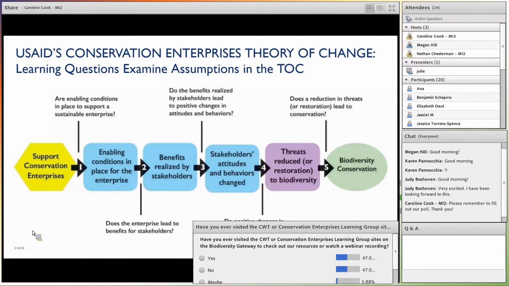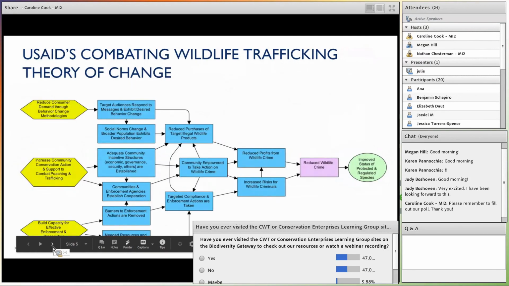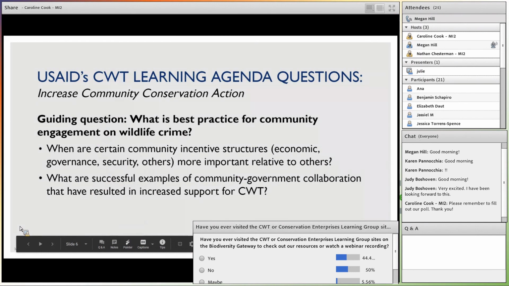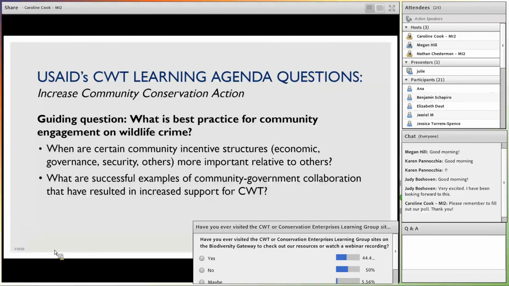And then if we go to the next slide, please. This is a summarized version of our combating wildlife trafficking theory of change. And if you zero in on the questions there with another click, this is really where we're going to talk about, for wildlife trafficking, incentive structures for communities to participate in counter wildlife trafficking issues, and also approaches that establish cooperation with communities. If you go ahead to the next slide, I think it's just another way of explaining what those questions are. What's the best practice for community engagement in wildlife crime? And some examples for collaboration. You go ahead to the next slide.